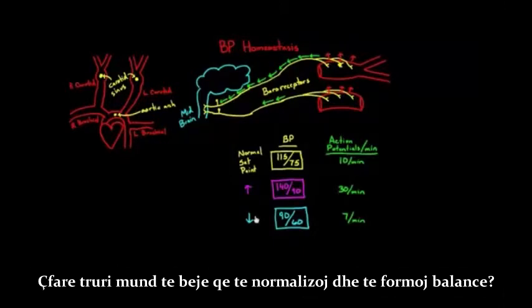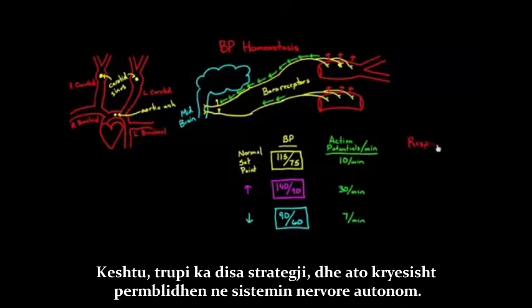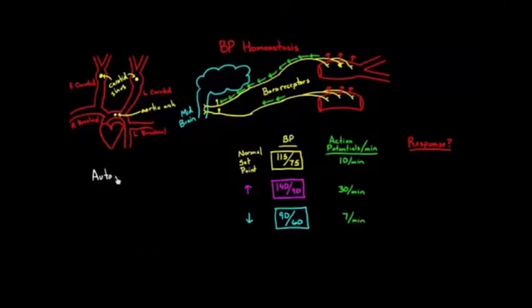So what exactly can the brain do? What can the brain do to help normalize or create balance? So let me write that over here. Let's write response, question mark. Response. So the body has a couple of strategies, and they're basically summed up in the autonomic nervous system.